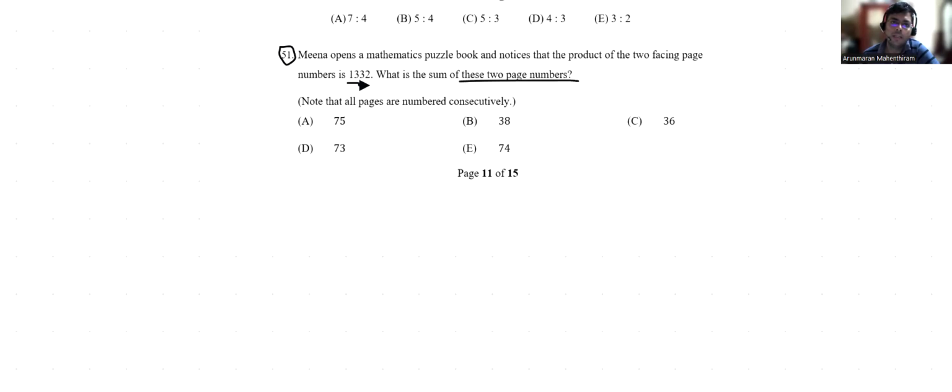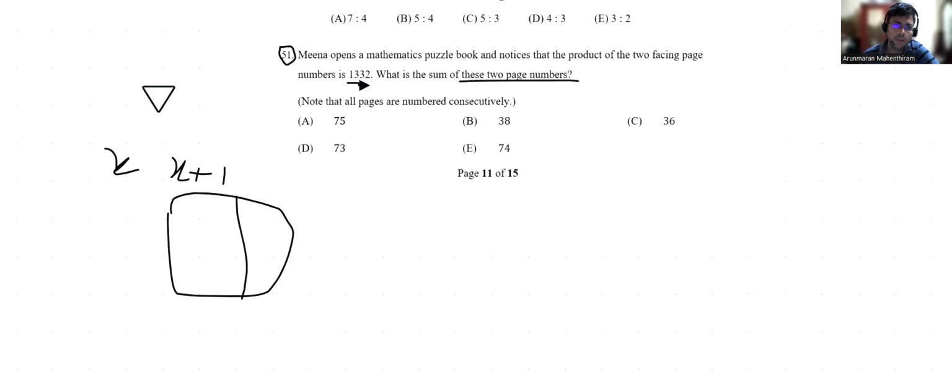So the idea is here, the product of two facing numbers. Say one number is x, then the other number should be x plus 1 or x minus 1. Page numbers should be like that. If this is the book, the left hand page number is x and the right hand page number is x plus 1. Or if you take the right hand page number as x, the left hand one is x minus 1.